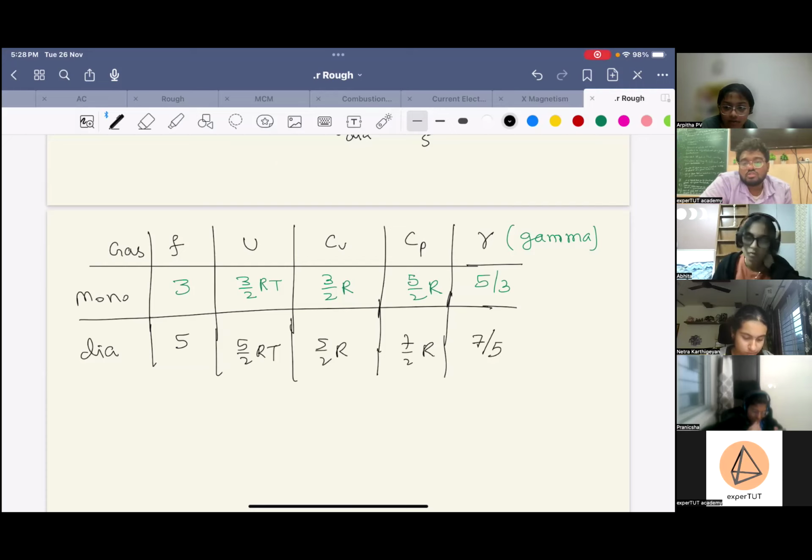Good. So there is a section for polyatomic also. You have to do it as homework. Okay. There are just some definitions there.